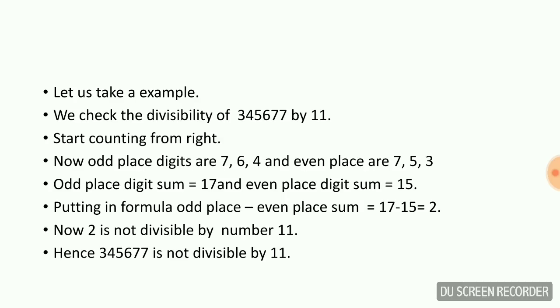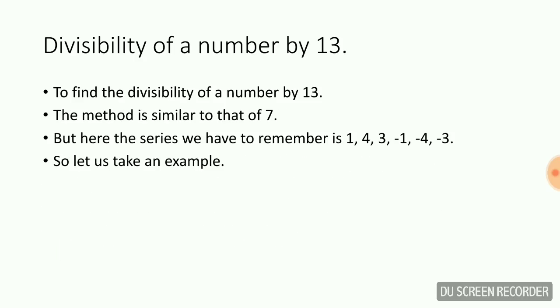Now the sum of odd place digits is 7 plus 6 is 13, 13 plus 4 is 17, and the sum of even place digits is 7 plus 5 is 12, 12 plus 3 is 15. Now put in the formula, 17 minus 15 is equal to 2. Again 2 is not divisible by 11, which we know. So it means our number 3 4 5 6 7 7 is also not divisible by 11.